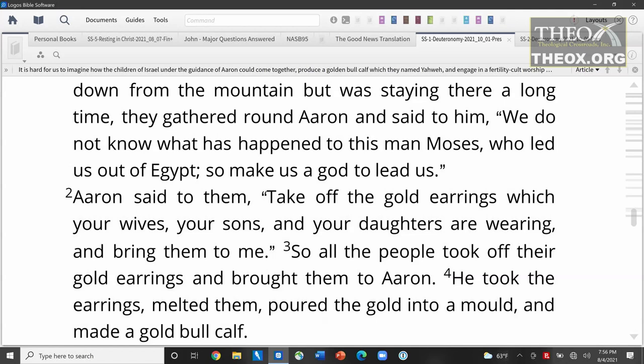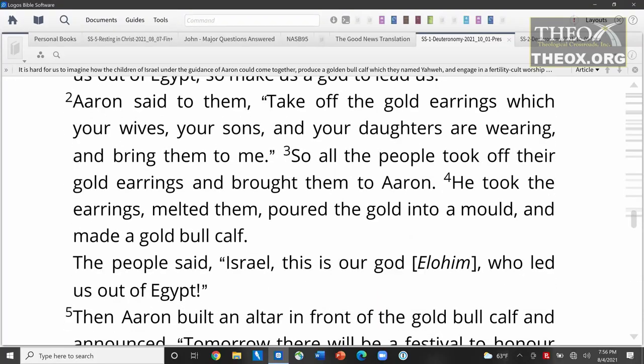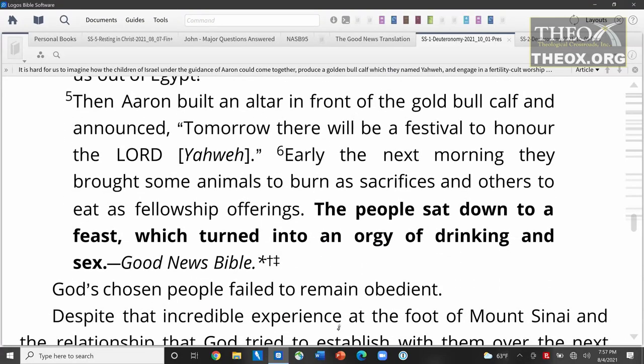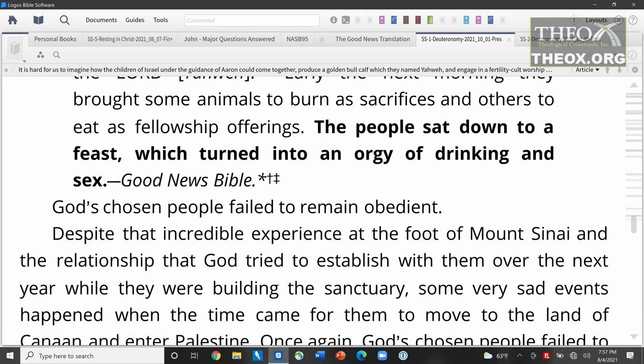"So all the people took off their gold earrings and brought them to Aaron. He took the earrings, melted them, poured the gold into a mold, and made a gold bull calf. The people said, 'Israel, this is our God,'" that is Elohim, "'who led us out of Egypt.' Then Aaron built an altar in front of the gold bull calf and announced, 'Tomorrow there will be a festival to honor the Lord, Yahweh the Lord.' Early the next morning, they brought some animals to burn as sacrifices and others to eat as fellowship offerings. The people sat down to a feast, which turned into an orgy of drinking and sex." Wow. And that's what you call worship, right?